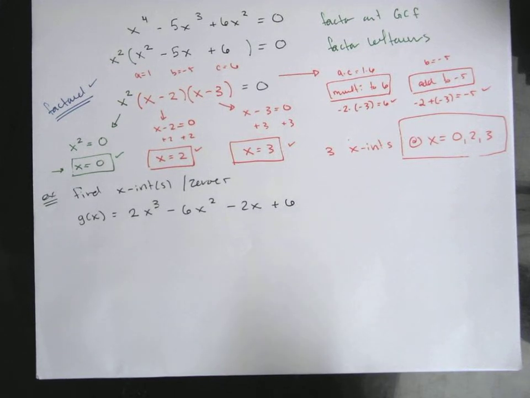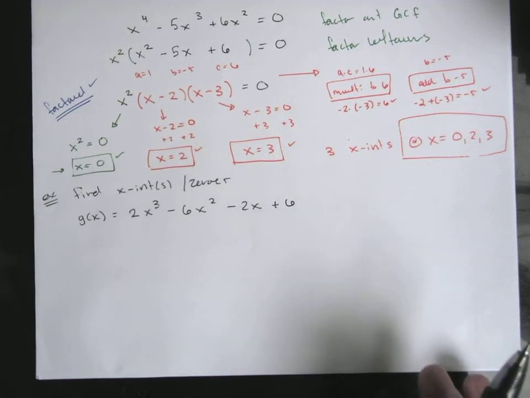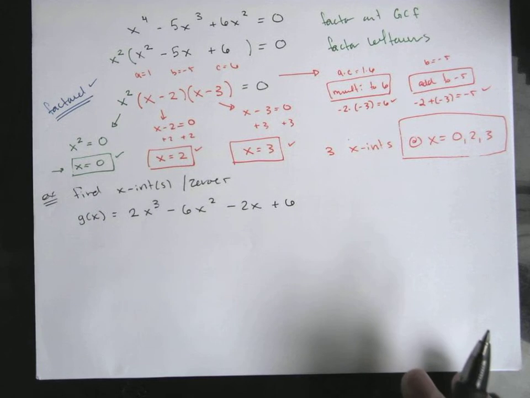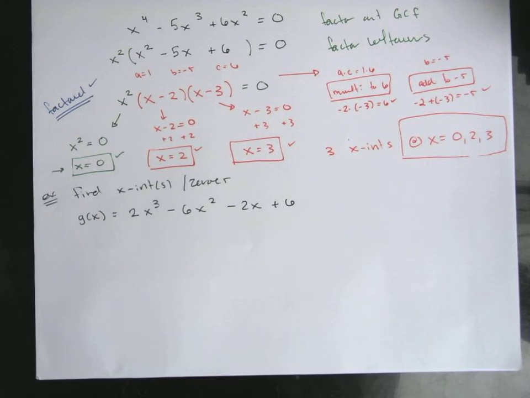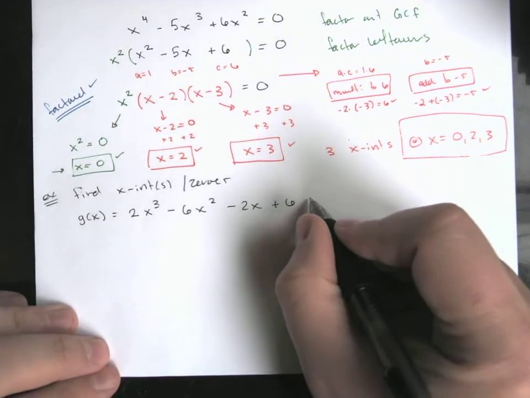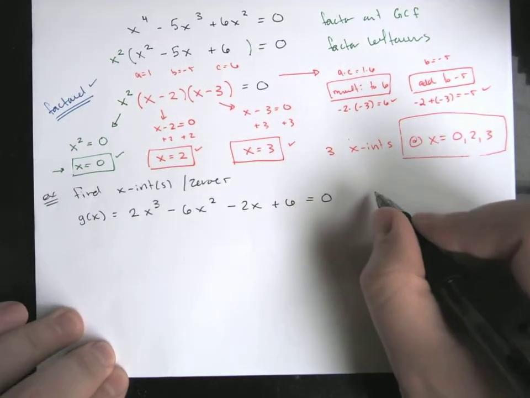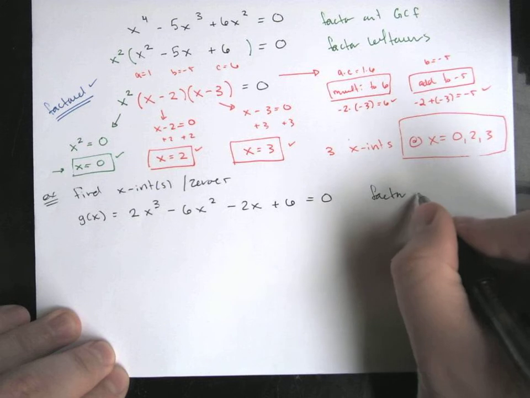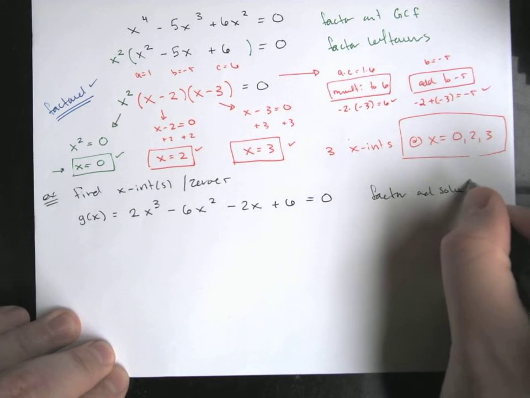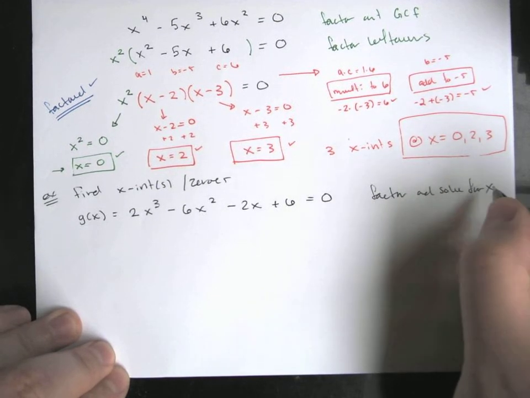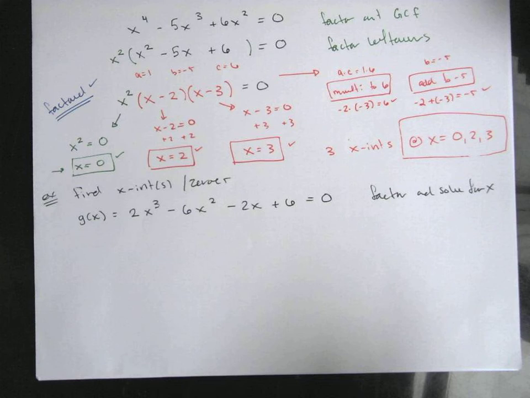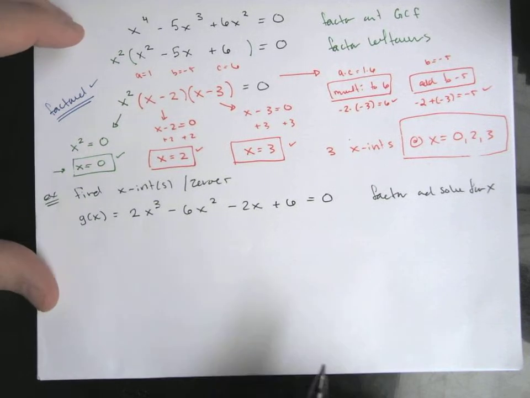So you could pull a GCF out of here. It would just be a number. Why don't we do that, I suppose? Let's actually be consistent. The idea, right, is we're going to set it equal to 0. We need to factor and solve for x. We just don't really have a way to do this without factoring.